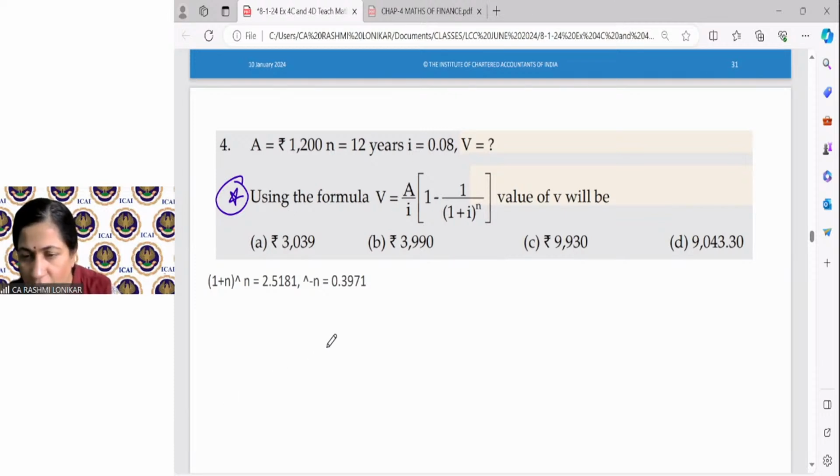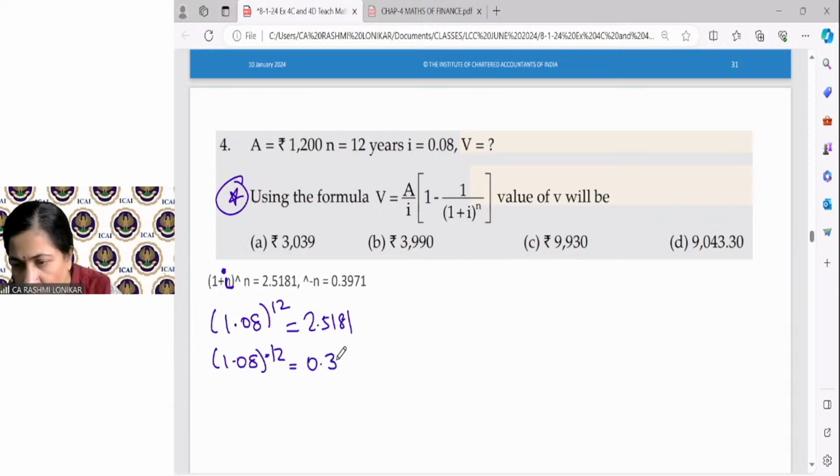So let us see now. What I have done is 1 plus I raised to n. That is 1.08, this is 1 plus I, not n. 1.08 raised to 12 is how much? 2.5181. And 1.08 raised to minus 12 is nothing but 0.3971. So now they've already given me the formula and they're asking me to find V. So what is V? V is equal to A upon I into bracket 1 minus 1 upon 1 plus I raised to n.